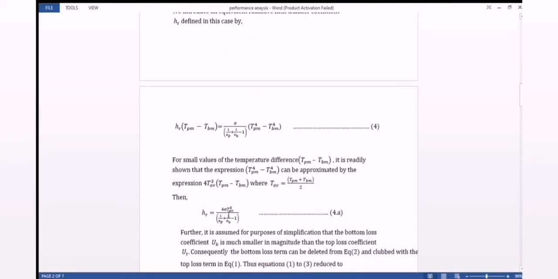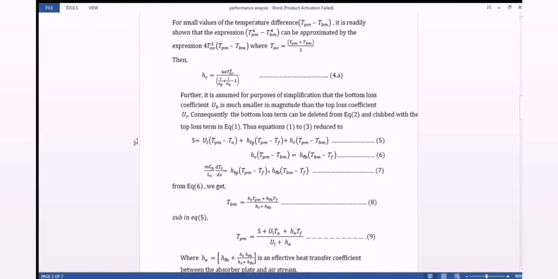Then HR can be written as 4 sigma T average cube divided by (1 by epsilon P plus 1 by epsilon B minus 1). Further, it is assumed for the purpose of simplification that the bottom loss coefficient UB is much smaller in magnitude than the top loss coefficient UT. Consequently, the bottom loss term can be deleted from equation 2 and clubbed with the top loss term in equation 1. Thus, equations 1 to 3 can be reduced to 2.